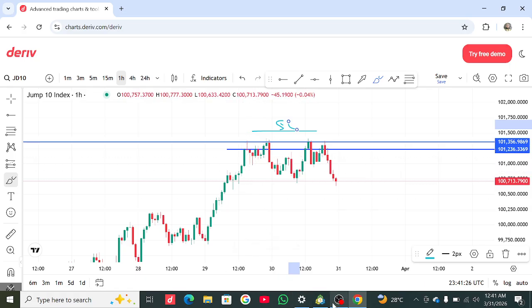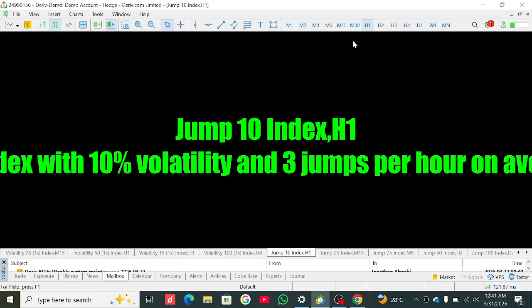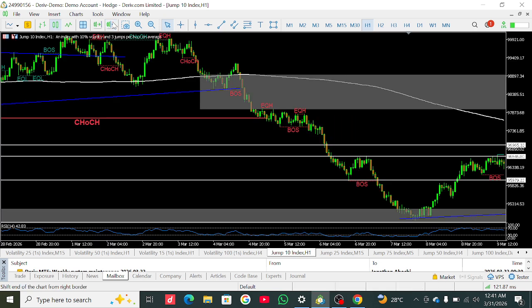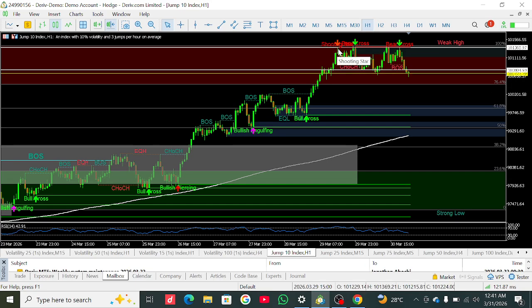So let's go to the MT5 to see what the scanner gave me. You see what the scanner gave me. The scanner gave me about two confirmations, a shooting star and a bear cross. So I had the confidence to hold this trade till this point before I closed it this morning.